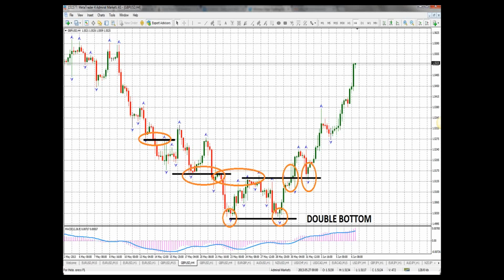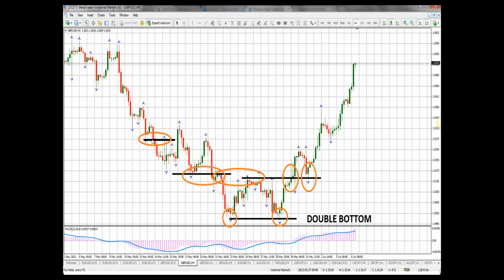George has a question. The triangle is actually nothing special. It's just a fractal indicator, which indicates that there are two candles to the left of the candle and two candles to the right of that candle that are lower or higher. That's all. It's just an easy way to see tops and bottoms.